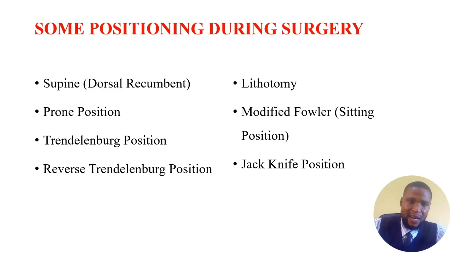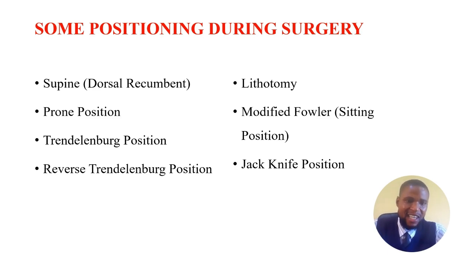The normal position here on my list is the supine position. In supine position, the patient lies down with their back on the operating table, facing up. If they want to work on the abdomen, like cesarean section or exploratory laparotomy, they use this kind of position. The next one is prone position. The patient lies down with their face facing down on the operating table. It can be used to access the spine. If you want to do spine surgery or those types of surgery, we use that.